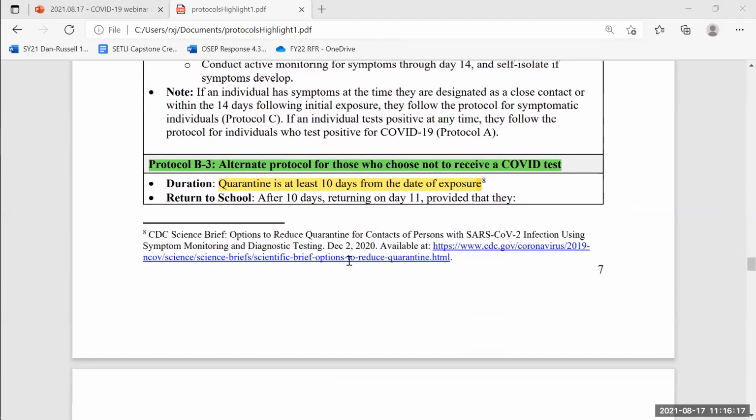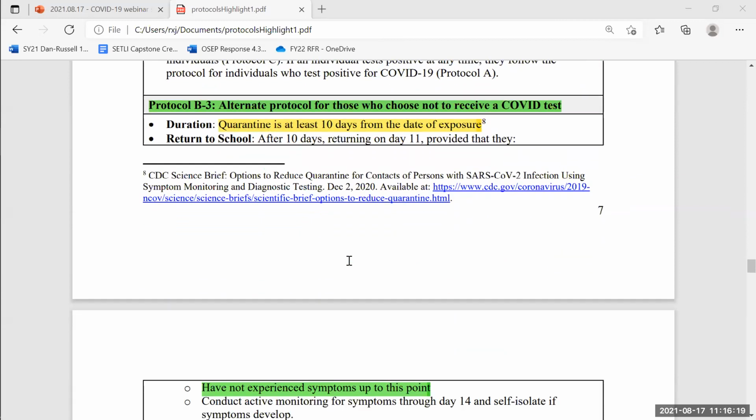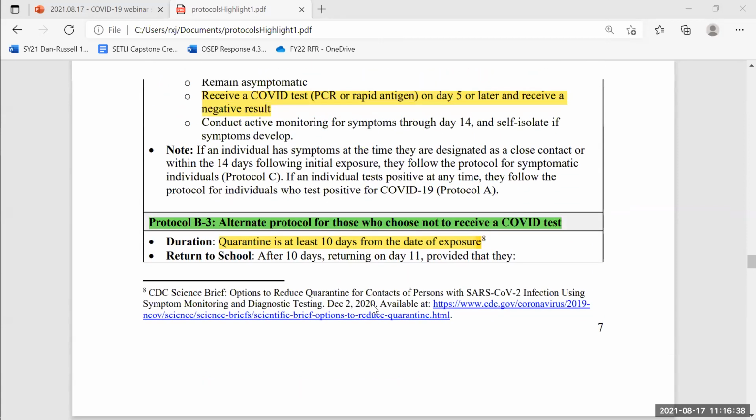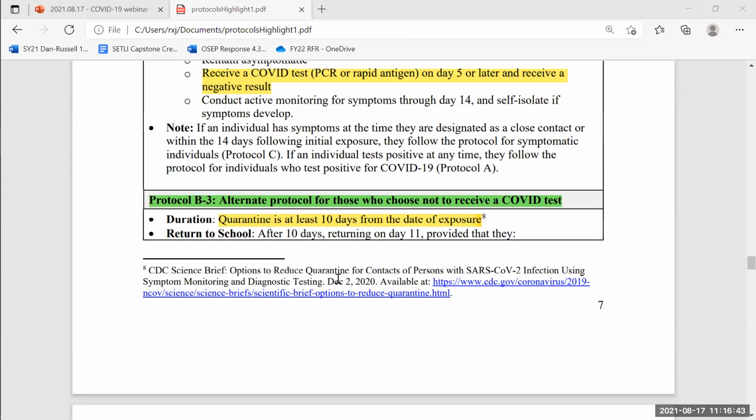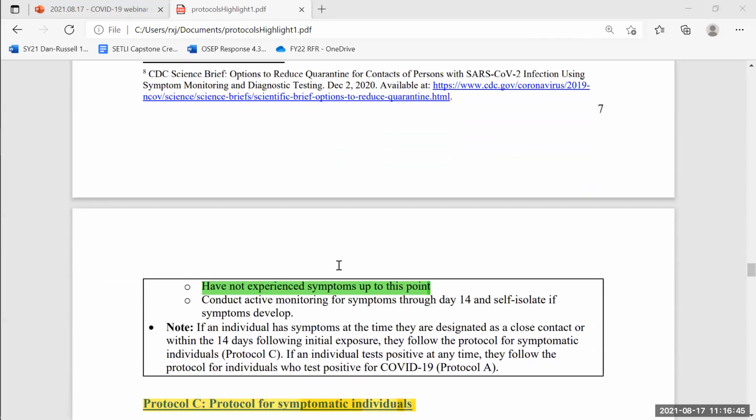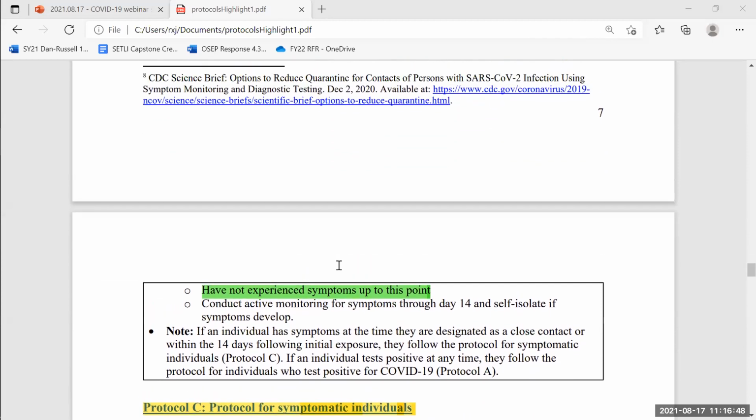Now, let's just say that a family or an individual doesn't get a COVID test, then the quarantine, just like last year, lasts for 10 days from the date of exposure, and the return date in that case is on day 11. So again, I hope that helps to know the difference in the length of the quarantine between if you do receive a test or if you don't. And again, this is not a huge change from last year. So I hope this is building on what's familiar and adding in some new things as well.